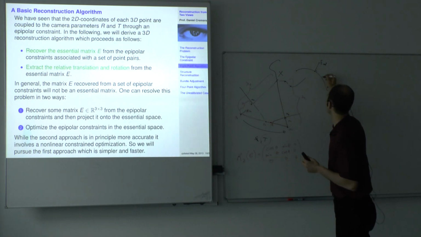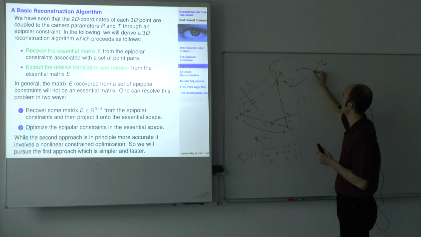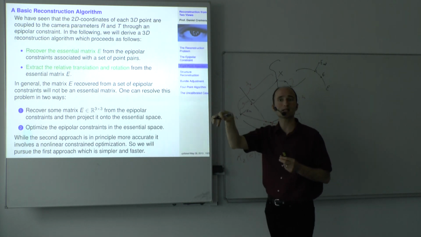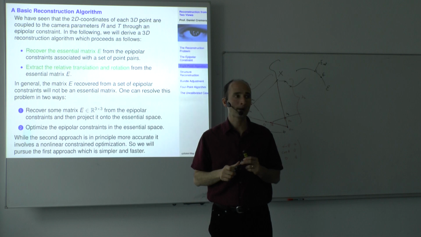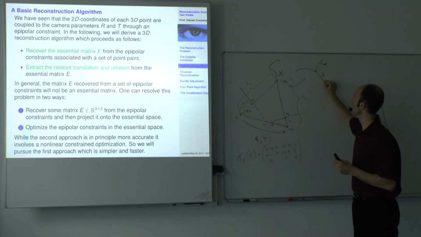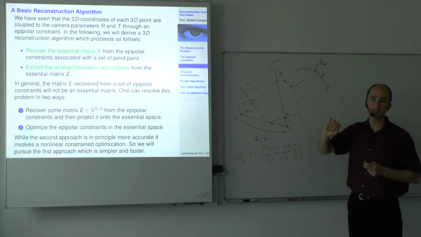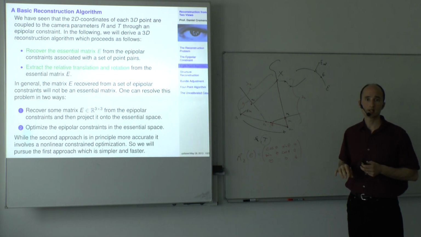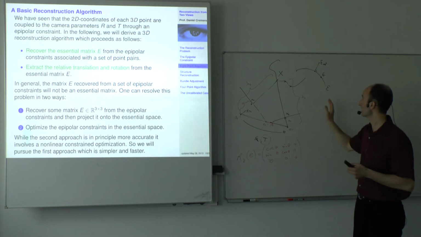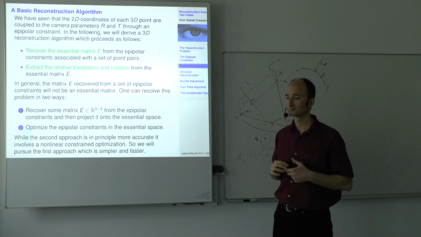Meaning you start with some matrix here in that essential space and then you optimize, but you make sure that you always stick in the essential space. This is in principle the better way, but in practice it's very hard to do this constrained optimization, because the constraints are on the three singular values of the matrix, and so they are very hard to enforce. And so you have a very difficult nonlinear optimization problem to solve.